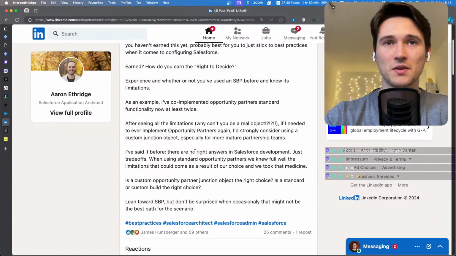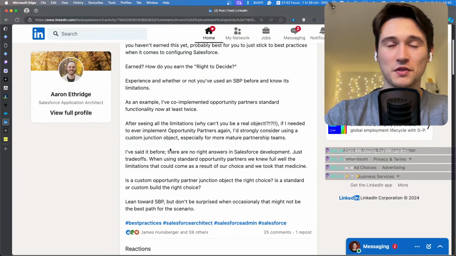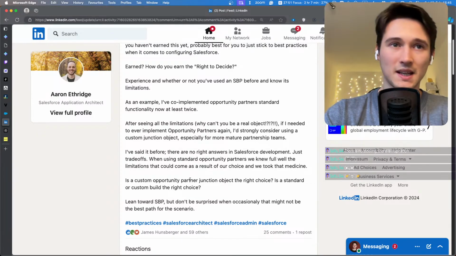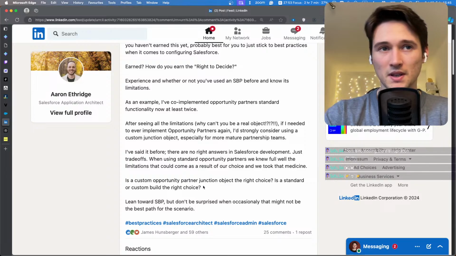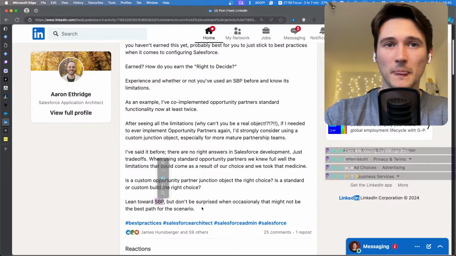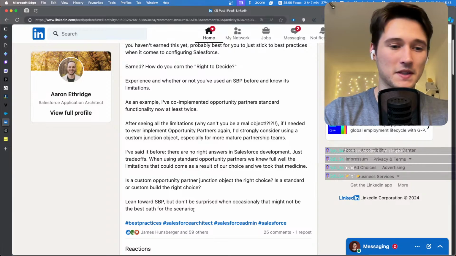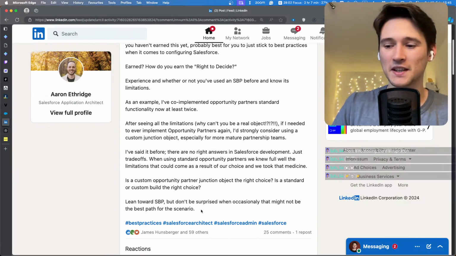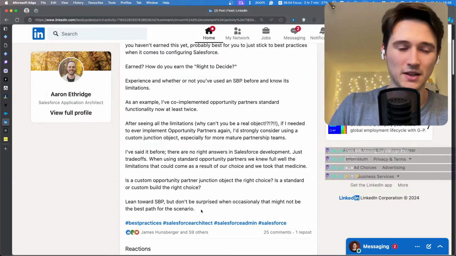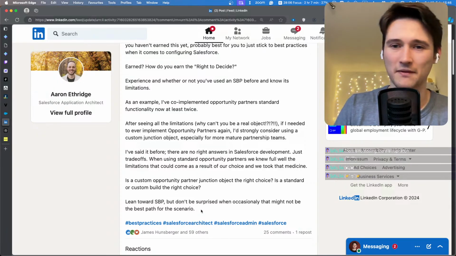I have said before, there are no right answers in Salesforce development, just trade-offs. When using standard opportunity partner, we knew full well the limitations that could come as a result of the choice, and we took that medicine. Is a custom opportunity partner junction object the right choice? Is a standard or custom build the right choice? Lean toward SBP, but don't be surprised when occasionally that might not be the best path for the scenario. I have seen it on almost every single project I've done in Salesforce.